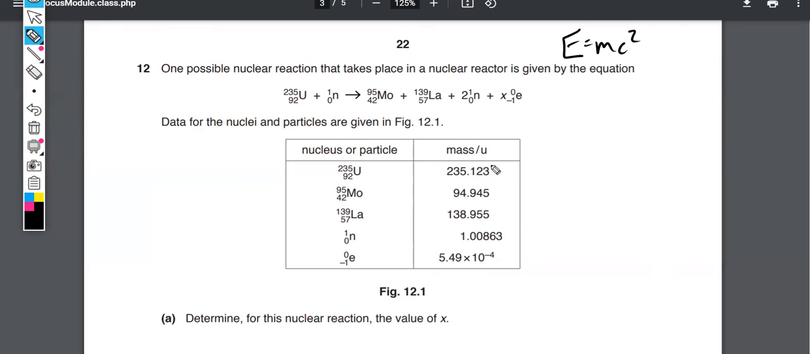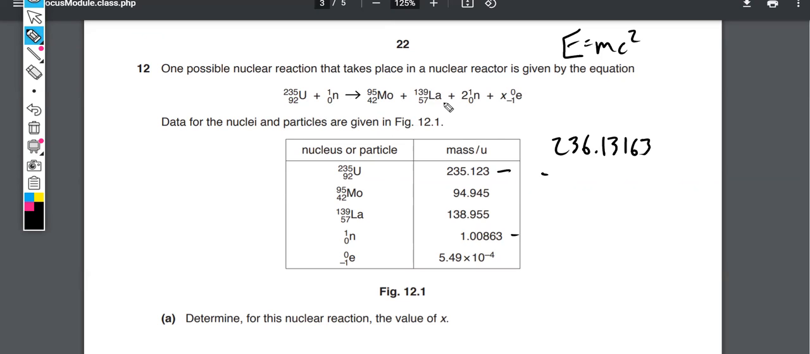So on the left side, we've got one of these and one of these. And so that's a total of 235.123 plus 1.00863. And that's 236.13163 unified atomic mass units on the left.